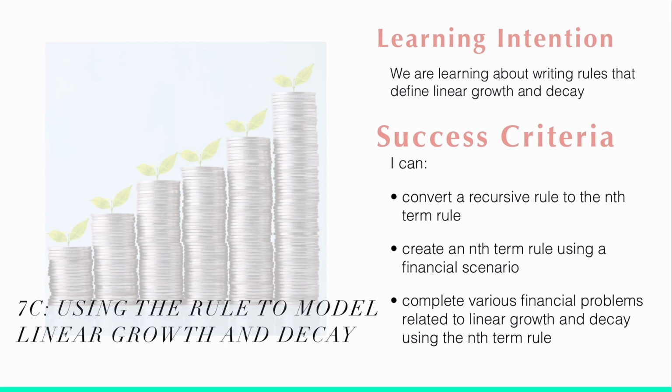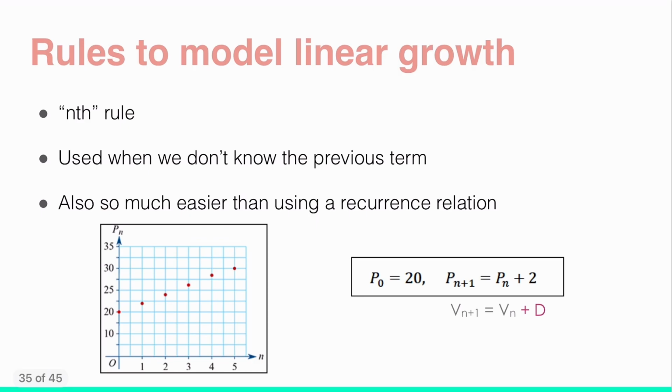What you need to be able to do is to convert a recursive rule to the nth term rule, to create an nth term rule using a financial scenario, and then complete various financial problems related to linear growth and decay, all about using that nth term rule. So what is the nth term rule? What's the point of it?